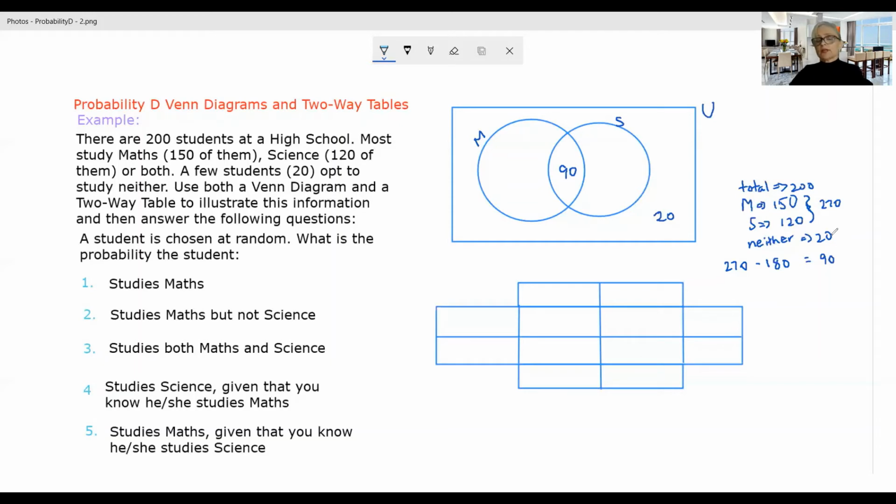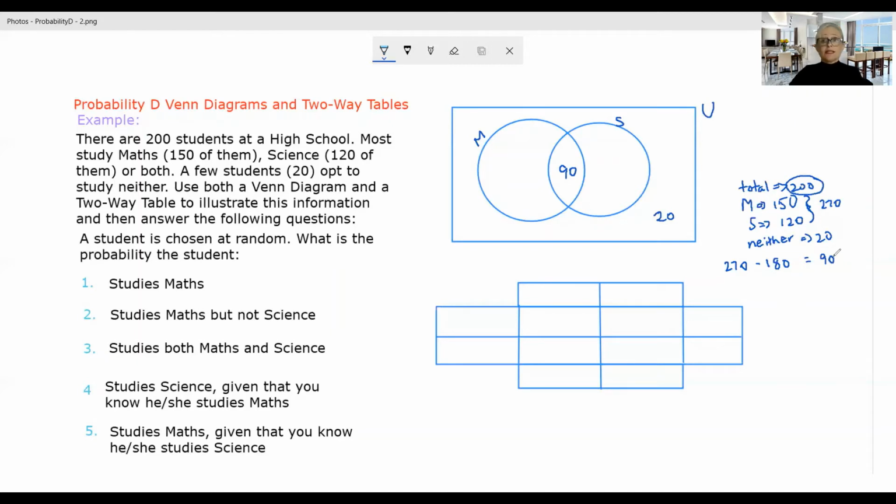Let me just go through that again. We've got 200 students in total. If we were to just add up the number doing maths, the number doing science, and the number doing neither, we'd get 270 plus 20, which is 290. But we've only got 200 students.